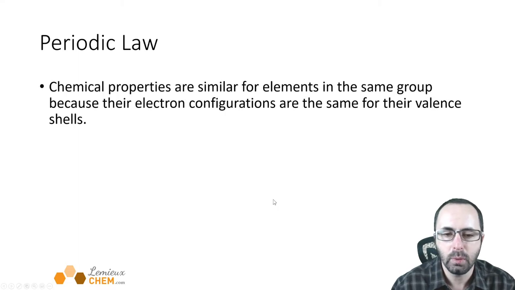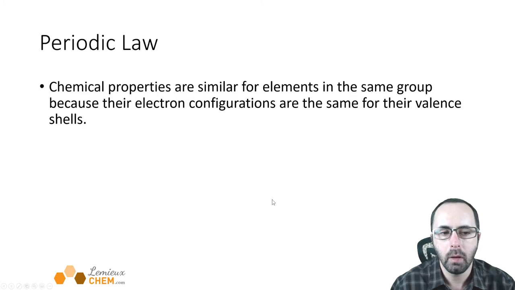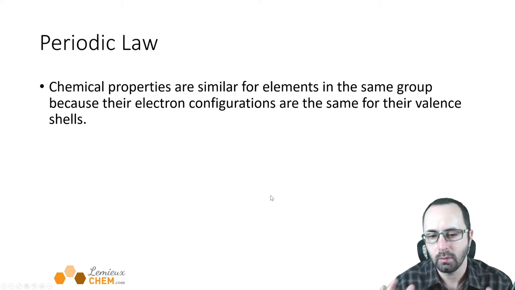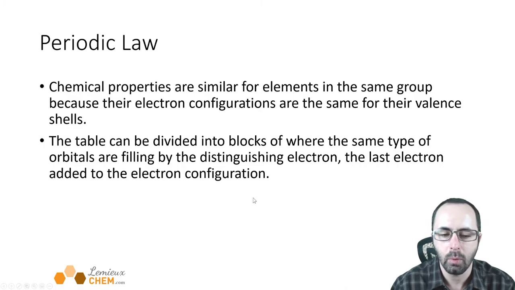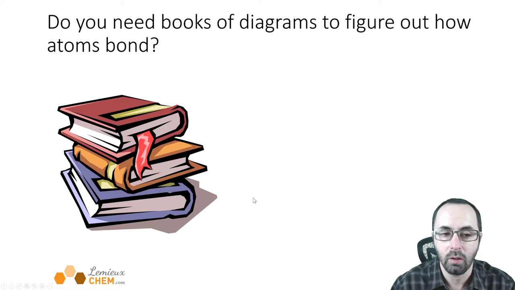So as we saw, the periodic table is grouping elements according to their number of valence electrons in their highest energy shell. So we saw we could divide the table into blocks where the same types of orbitals are filling, s orbitals, p orbitals. We can use that to determine the electron configuration.